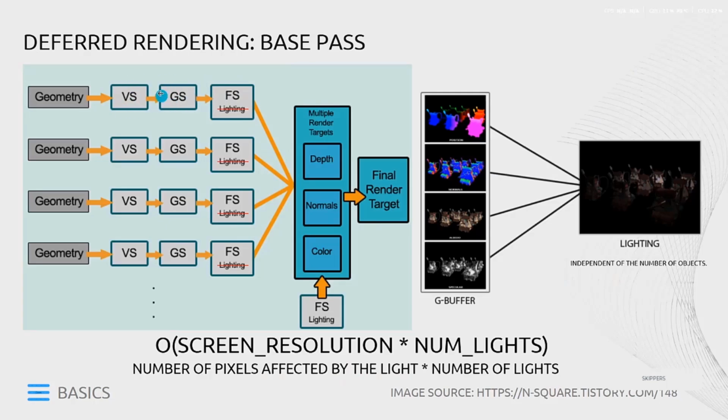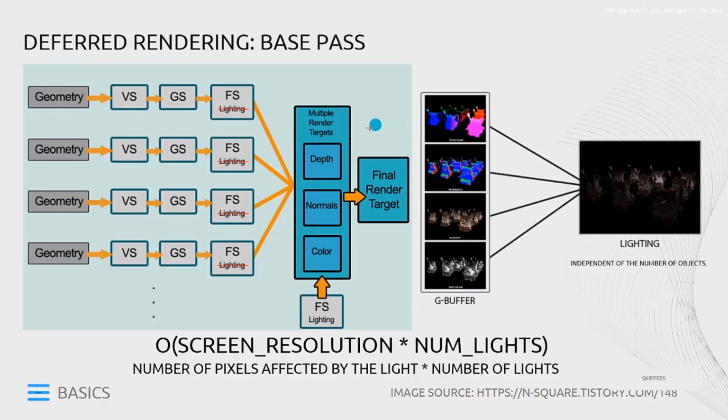To summarize, for the base pass of deferred rendering, we will still run the vertex shader and pixel shader, but lighting is not calculated here. Instead, surface information is stored to multiple G buffers, and later in the lighting pass, we will use these buffers to calculate the final lighting for the screen.